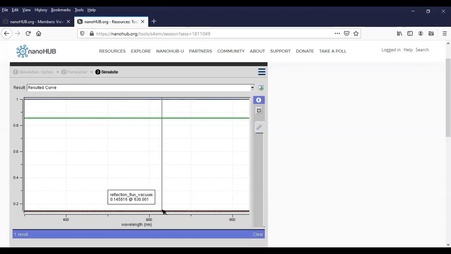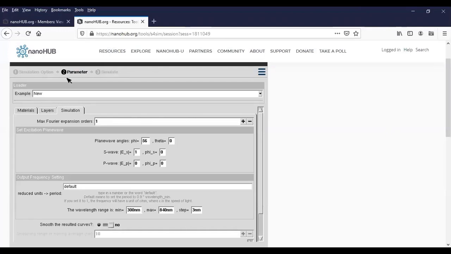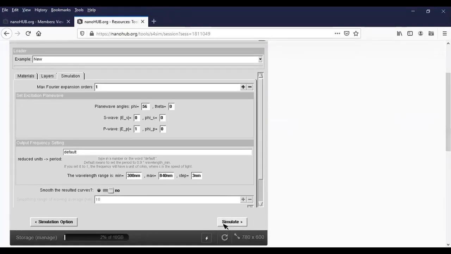It actually meets our expectation because we know that the reflectance of an S polarization wave at Brewster angle is between 0.1 and 0.2. Okay, now let's go back and redo the simulation for the P polarization wave. We set the S polarization amplitude to be zero and the P polarization amplitude to be one. And we redo the simulation.